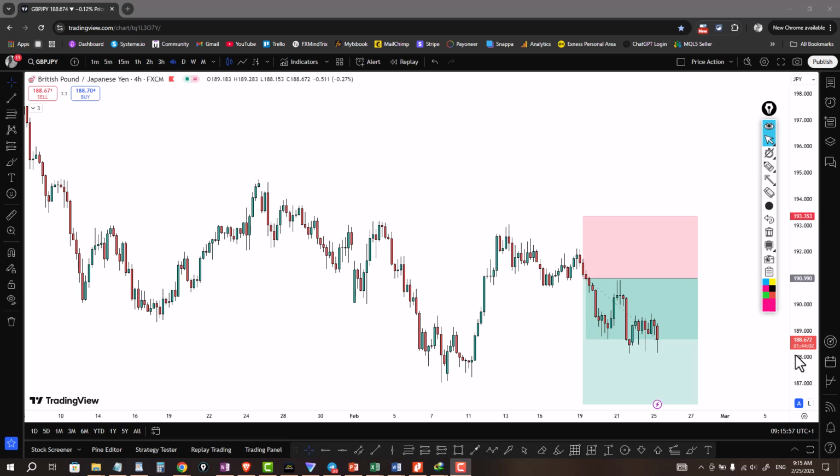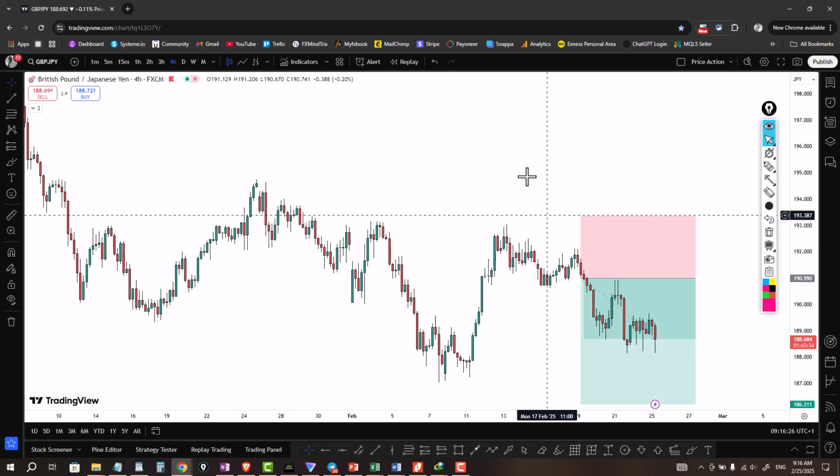In this week's class, we're going to be talking about the hidden divergence, which builds upon what we learned in last week's class about the regular divergences. If you remember from the previous class, divergence is a phenomenon which occurs in the market where price is doing a completely different thing than what the oscillator category of technical indicators are doing.